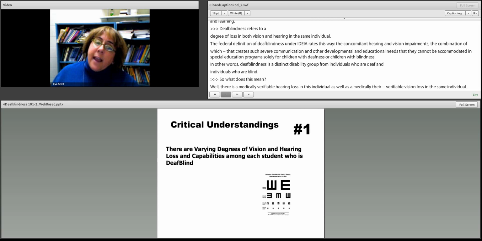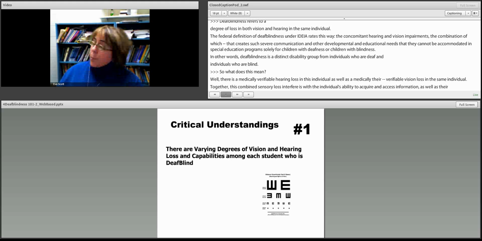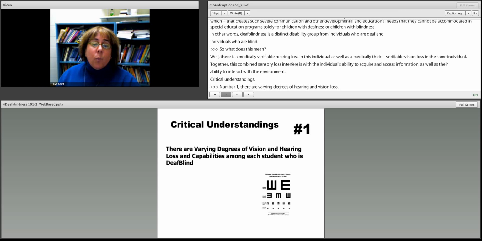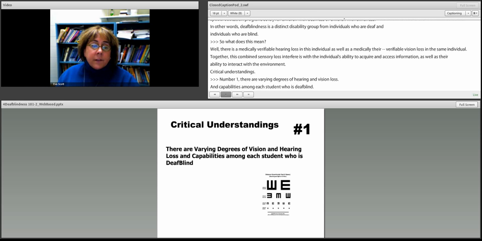Critical understandings. Number 1, there are varying degrees of hearing and vision loss, and the capabilities among each student who is deafblind. So in other words, this is a wide and varied, highly heterogeneous group of students and individuals.